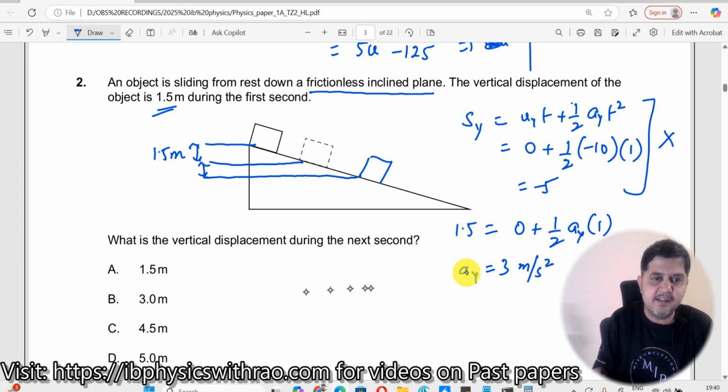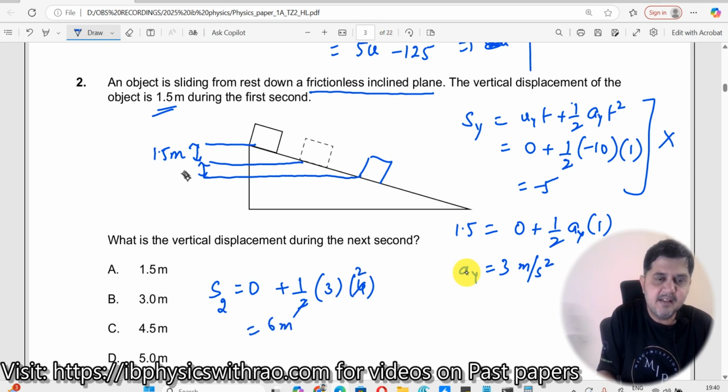Next, I want to do the same thing for the second one also. So sy for 2 seconds will now be u equal to 0 once again, plus half into 3 multiplied by t square. What is t square? T is equal to 2, so it's 4 over here. 2 1s are 2, 2 2s are 4, 2 3s are 6 over here. It's 6 meters over here. Which means this total thing from here to here is 6 meters. Now I want only this one. What is this value? 4.5 meters. Thus the answer is C.